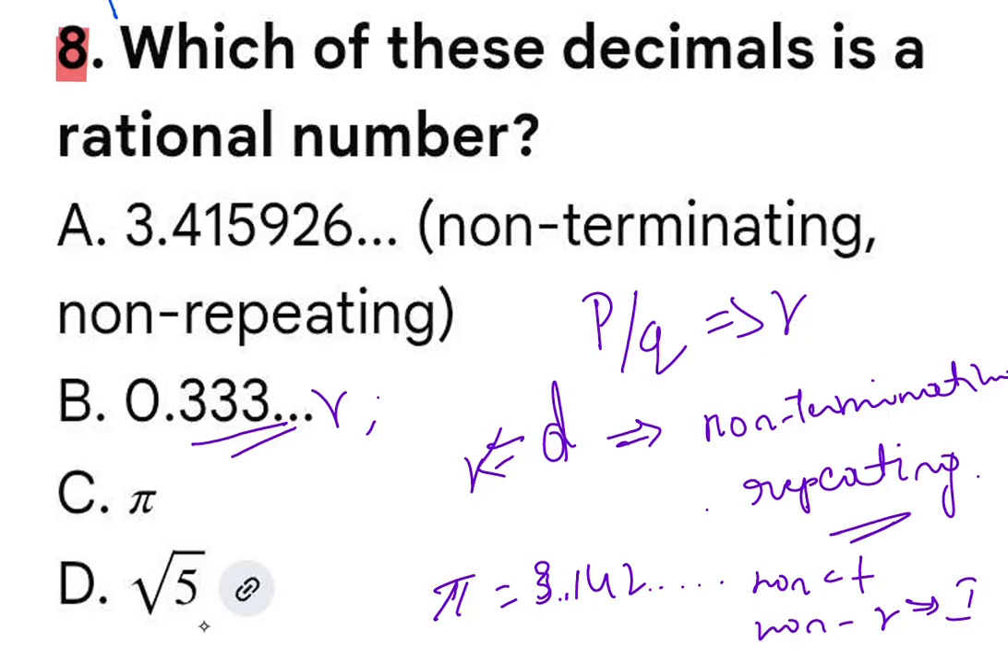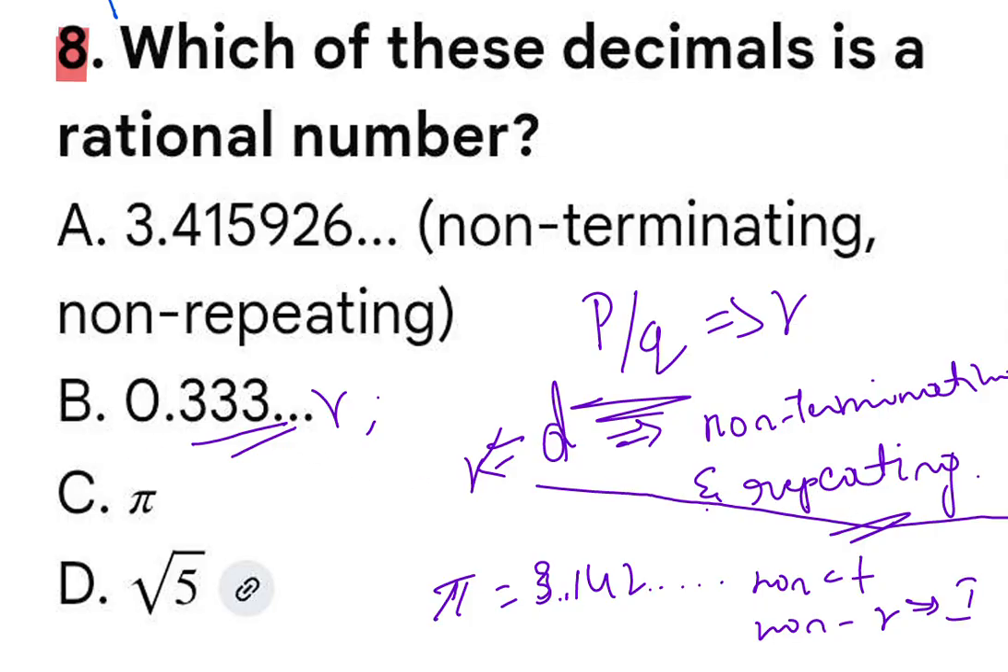And root 5. When you take the value of root 5, you'll get non-terminating as well as non-repeating digits. So it is not a rational number. The rational number condition is that it should be in the form of P by Q, and the decimal expansion should be non-terminating and repeating.